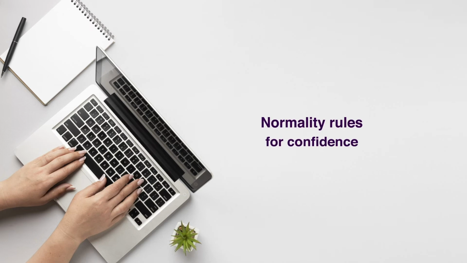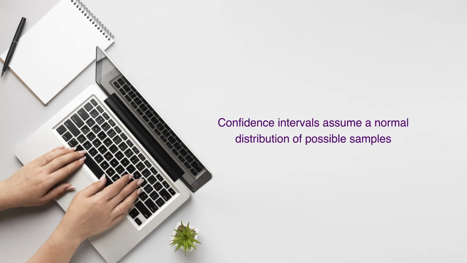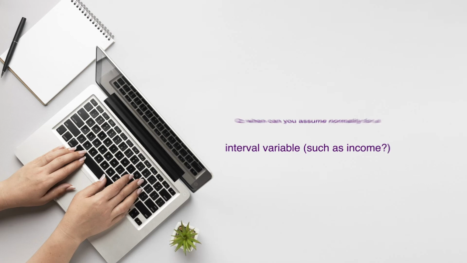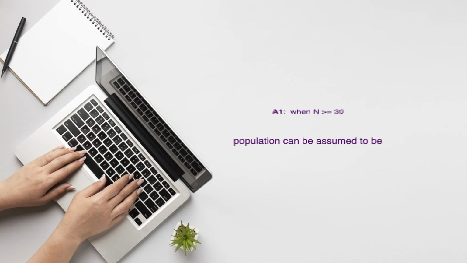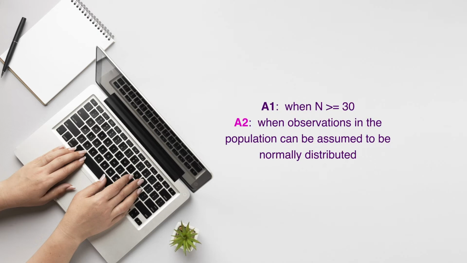So now the normality rule for confidence. If we talk more about the normality rule, confidence intervals assume a normal distribution of possible sample means. When can you assume normality for a sampling distribution of a continuous interval variable such as income? When n is greater than or equal to 30, or when observations in the population can be assumed to be normally distributed.